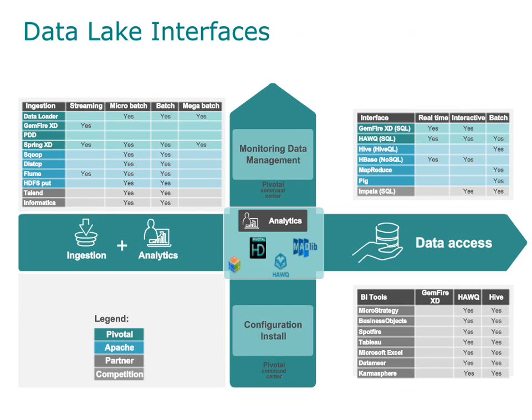For streaming data, we've got GemFire XD support, Spring XD support, and Flume, which are great at streaming data. If you need analytics on top of that stream, GemFire XD is definitely the way to go. On the upper right, we can see interfaces here in terms of getting data out. We've got GemFire XD for real-time access, interactive access. HAWQ SQL can be used for batch interactive, et cetera. And in the lower right, we have BI tool support as well, so we can use things like MicroStrategy and Business Objects against traditional SQL structures like HAWQ and Hive as well.